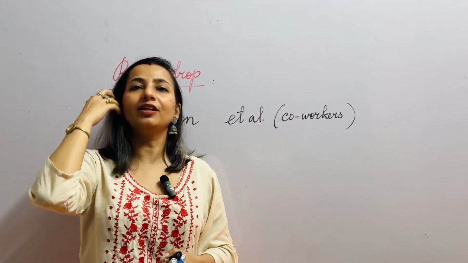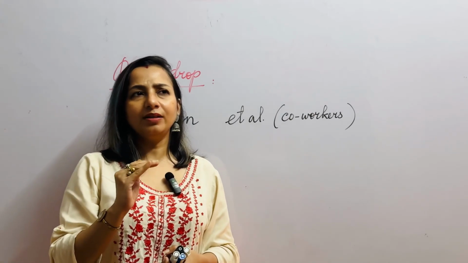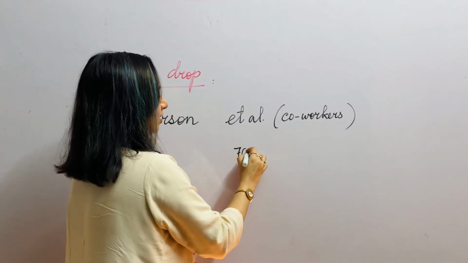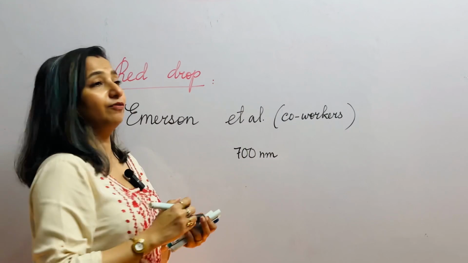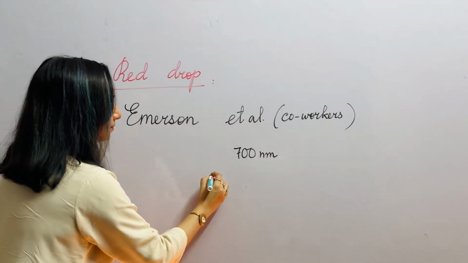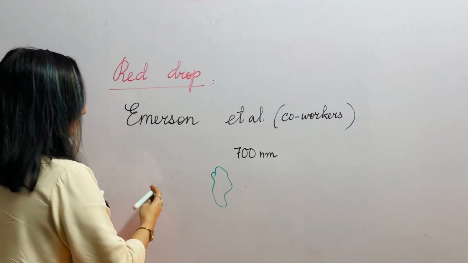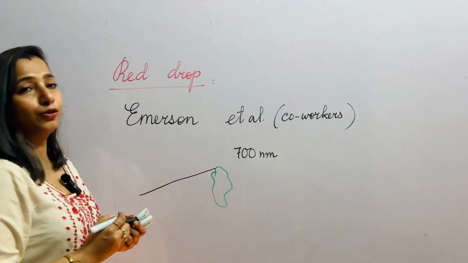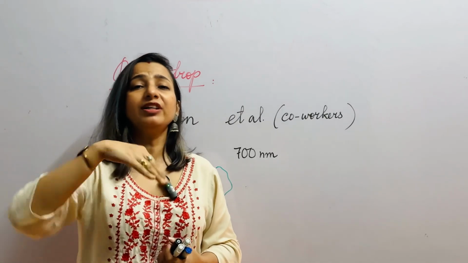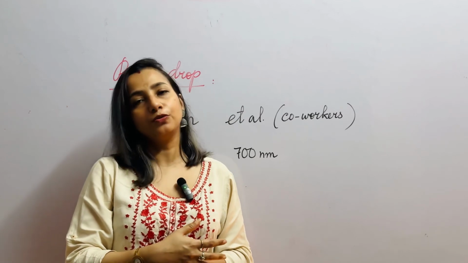Monochrome means single color. So when they were experimenting with red light, they found that when they put red light beyond 700 nanometer, imagine that this is a green algae, and they were illuminating it with monochromatic light. When the wavelength of light was more than 700 nanometer, they found that suddenly there was a drop in the rate of photosynthesis.